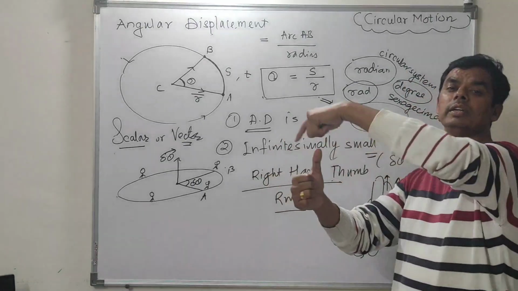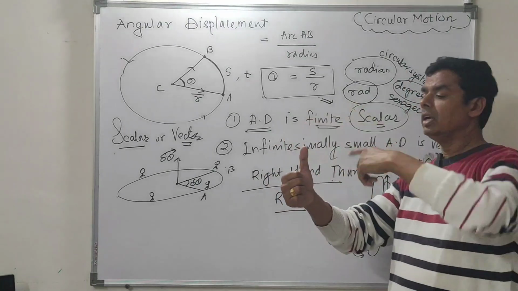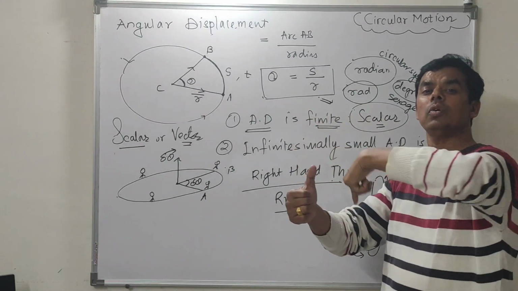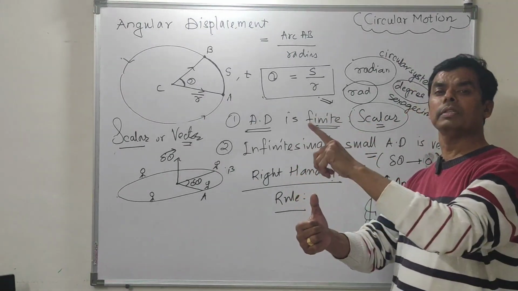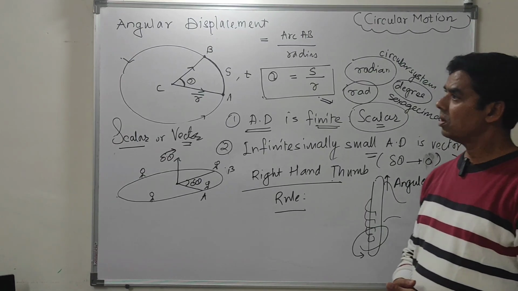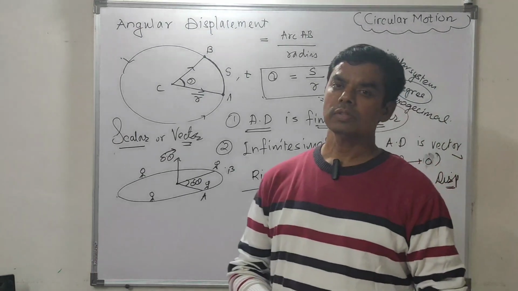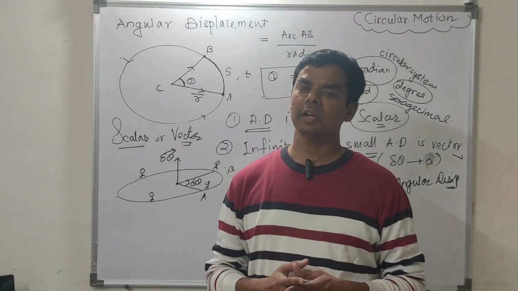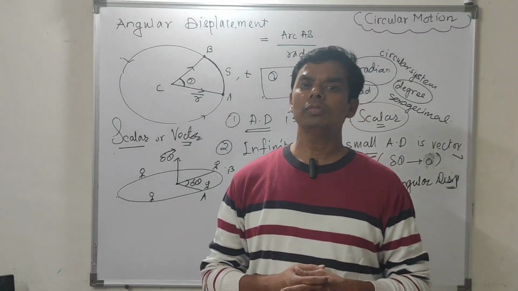Imagine the rod to be held in the right hand with fingers curled around and thumb stretched along the axis. If the curled fingers represent the direction of circular motion, then the thumb represents the direction of angular displacement. So this is overall about the first topic of circular motion. In the next lecture, we are going to discuss angular velocity, acceleration, and different things about circular motion.